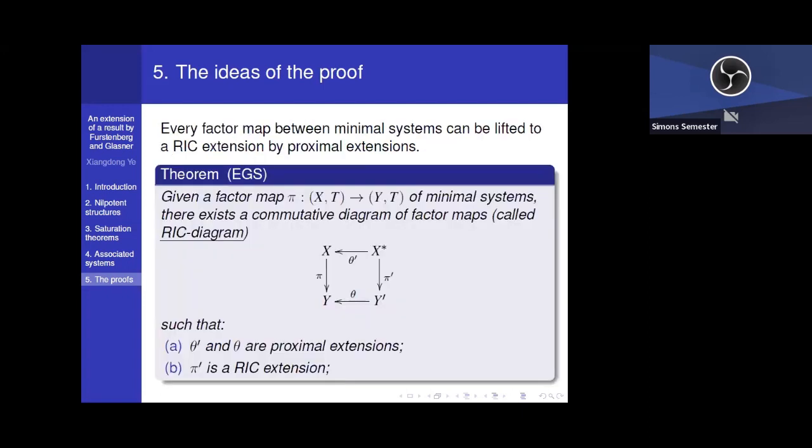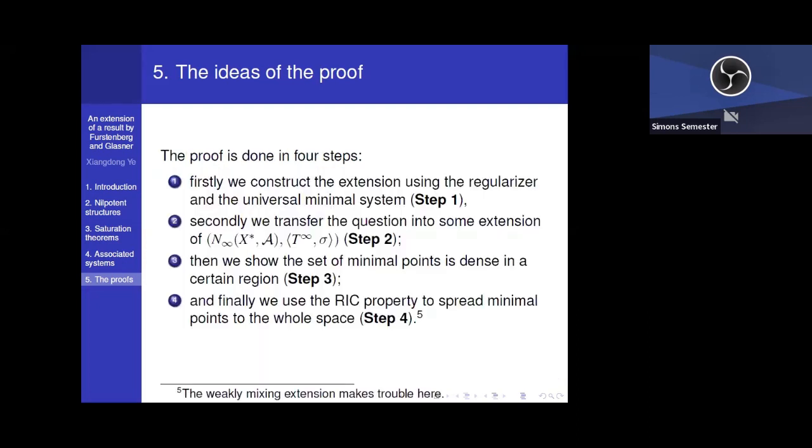Okay, the final thing we also need is another modification. If you have a factor map, then you can find some modification by a proximal extension, such that the resulting factor map pi prime is RIC. Okay, so I can still have 5 minutes, right? Mm-hmm.